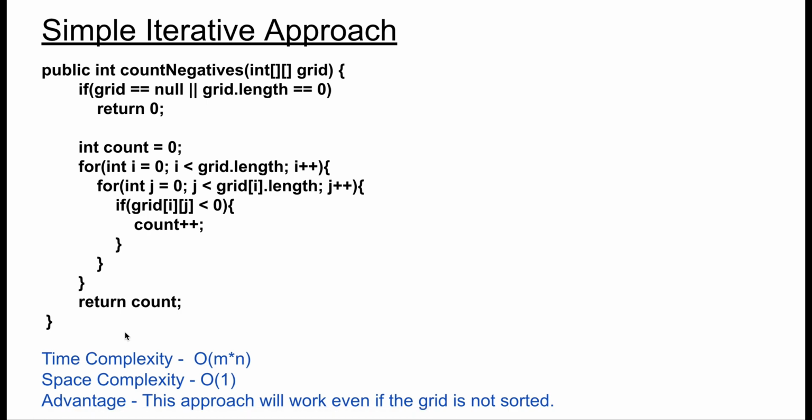If we talk about the space complexity of this approach, we are just introducing an additional variable for storing the count of negative numbers. So the space complexity of this approach is order 1. And the main advantage of this approach is that it works even if your grid is not sorted.